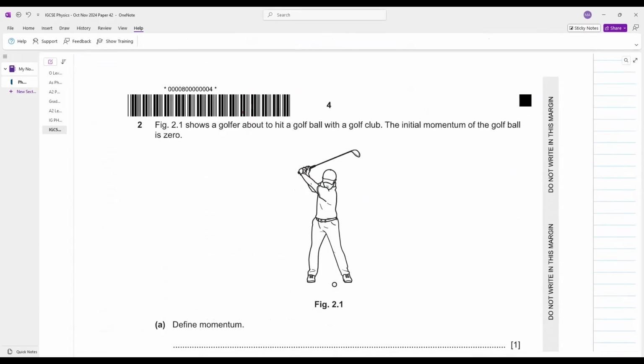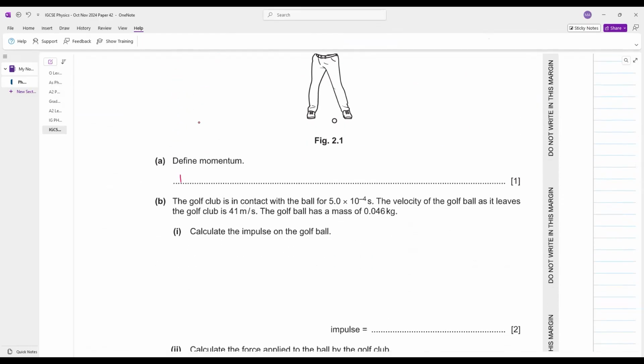Figure 2.1 shows a golfer about to hit a golf ball with a golf club. Okay. The initial momentum of the golf ball is zero. Define momentum. What is momentum? Momentum is the product of mass and velocity. Momentum क्या है? Product of mass and velocity. Simple. The golf club is in contact with the ball for this amount of time. This is your time. The velocity of the golf ball as it leaves is 41. This is the velocity. The golf ball has a mass of this.